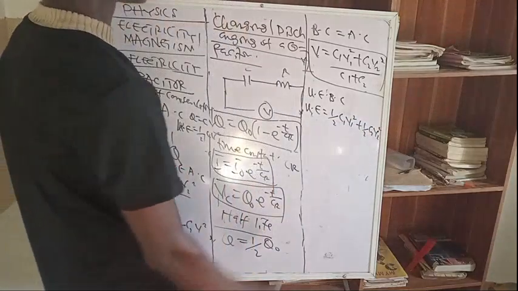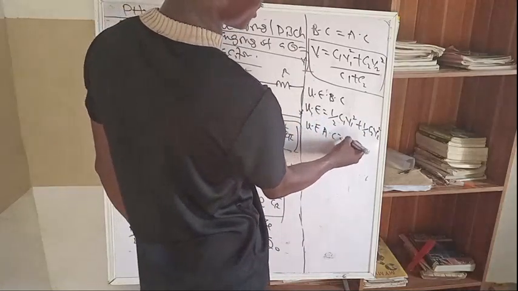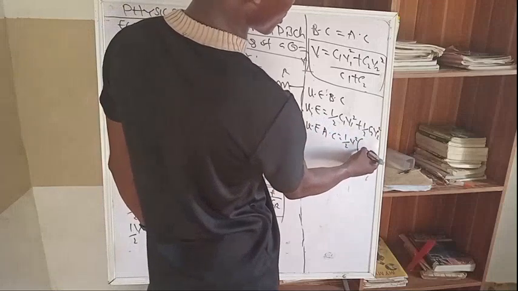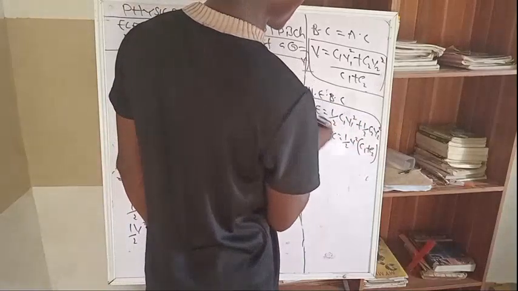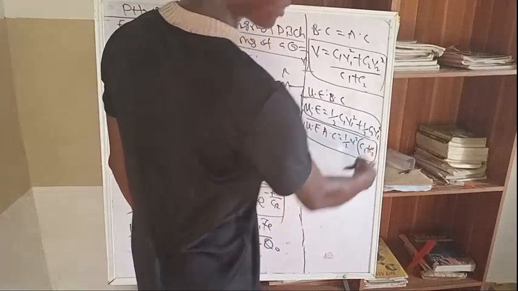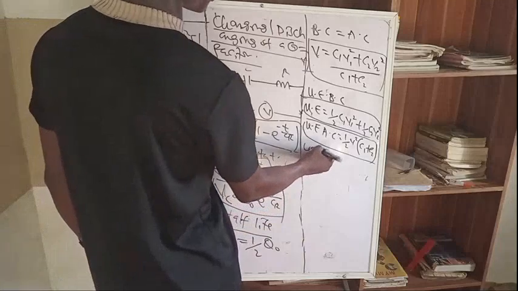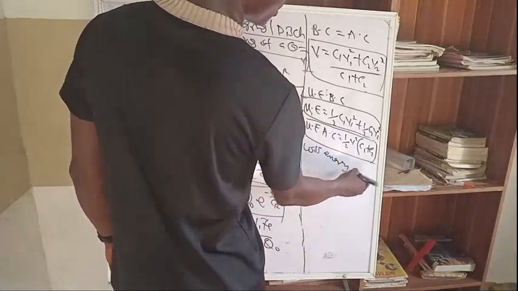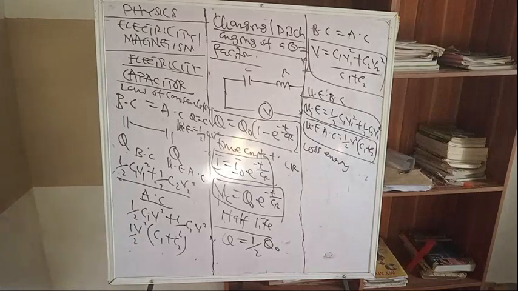Then if you are to determine the kinetic energy after connection, you are going to have 1 over 2 V squared, open bracket, C1 plus C2, as earlier stated. This is the energy before connection and this is the energy after connection. Then the next part: if you are looking for the energy lost in the connection, the energy lost is equal to the energy before connection minus the energy after connection.